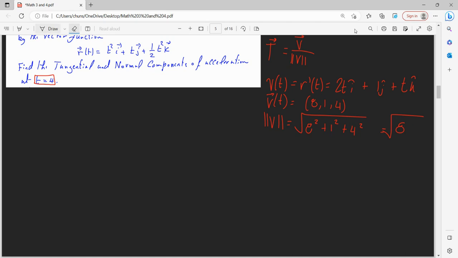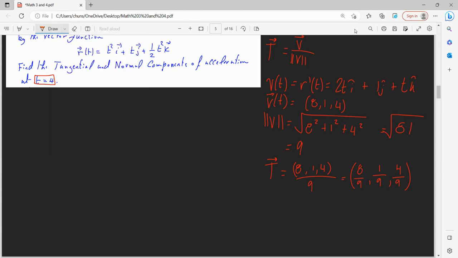Sorry, square root of 81. My bad. So that is just equal to 9 for our speed. So now we can solve for our tangent unit vector. So that is 8, 1, 4 over 9. And this is equal to 8 over 9, 1 over 9, 4 over 9. Okay, so that's all there is to it for our tangent unit vector.